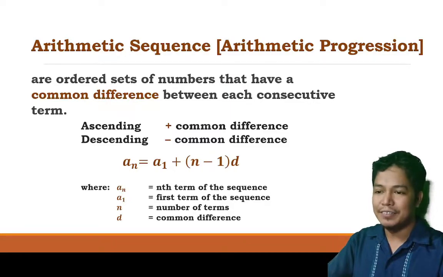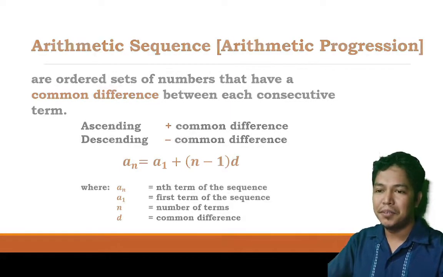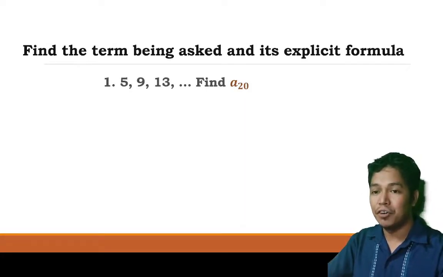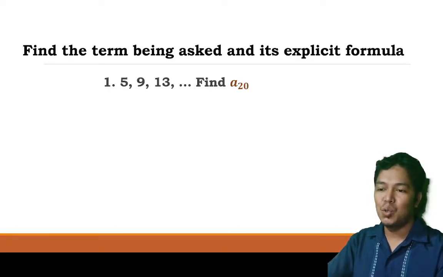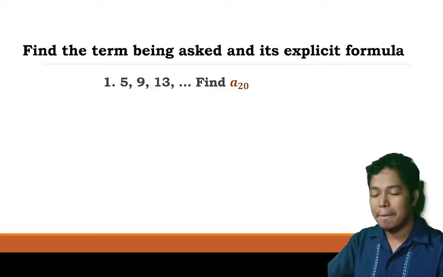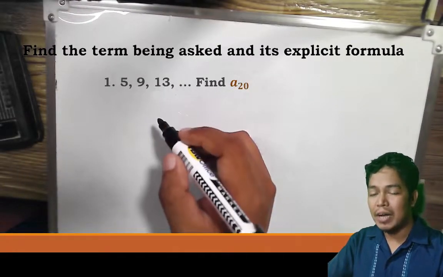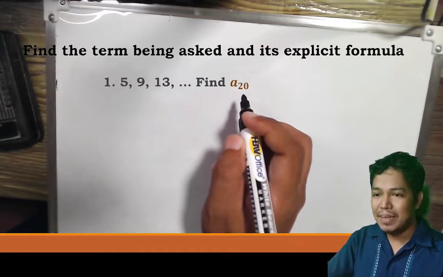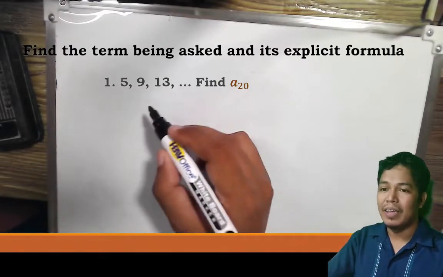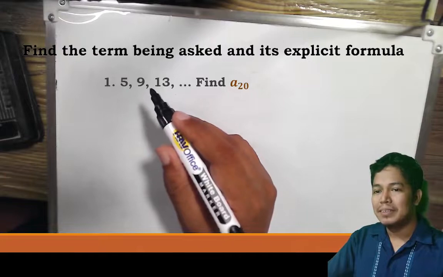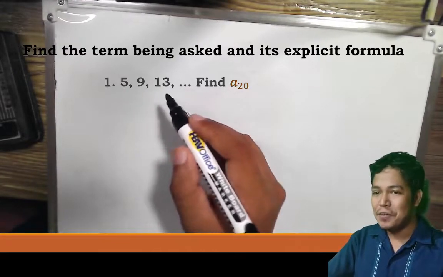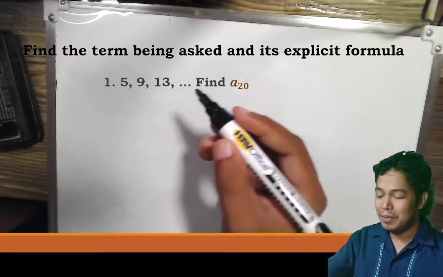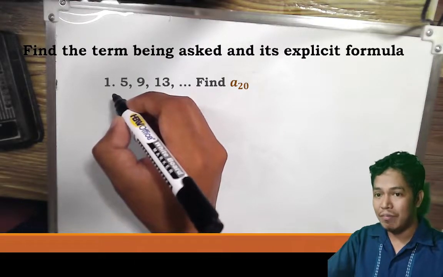Okay, let us have an example. Number 1. Find the 20th term and its explicit formula. Now, we have to look into the sequence first. The sequence is 5, 9, 13, and so on. At ang hinahanap natin ay ang a sub 20. So, ano ang napapansin natin sa sequence? Is it ascending or descending? It's ascending. Pataas ang mga numbers. So, ibig sabihin, you have a positive common difference.